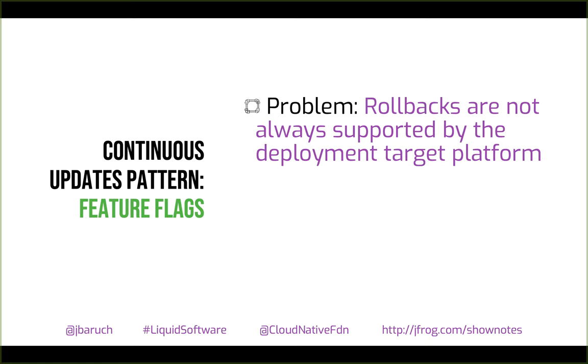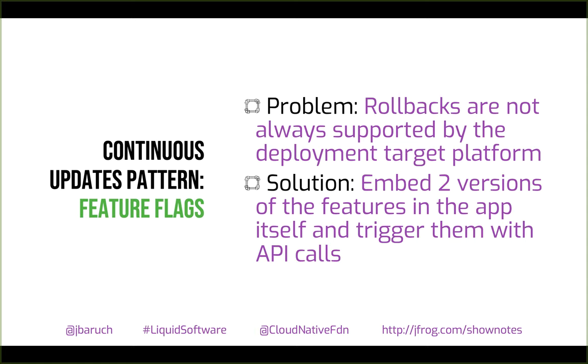So instead, you can use feature flags to implement kind of rollback. You embed two versions of the app and you control them with API calls, and then you can turn off the misbehaving part of the app for those who are suffering.